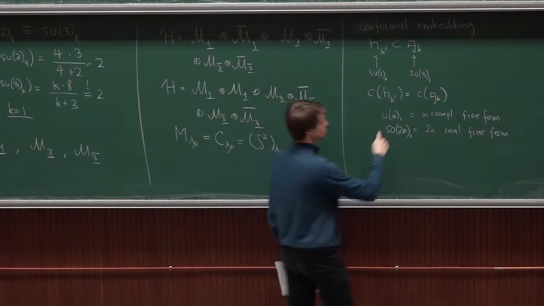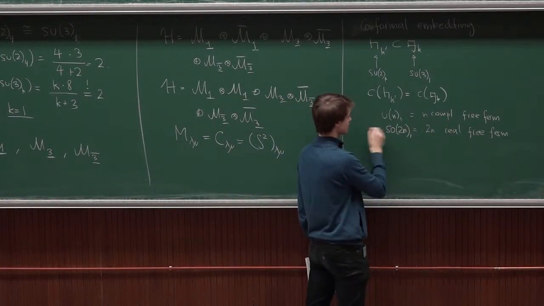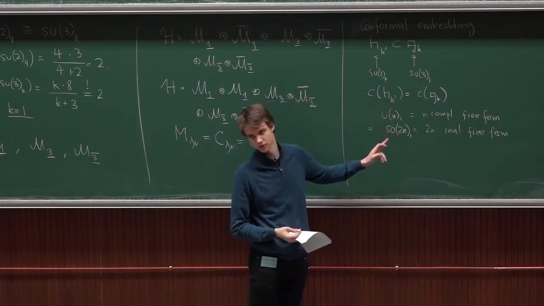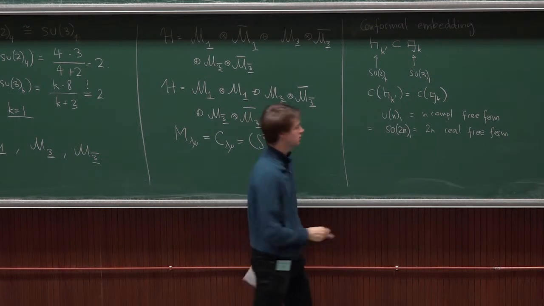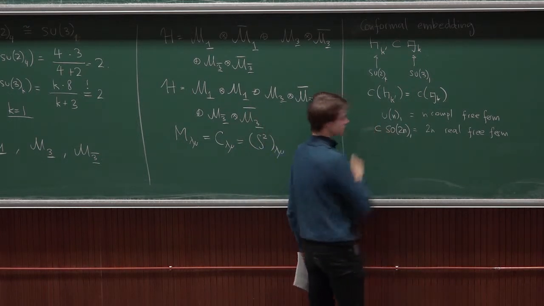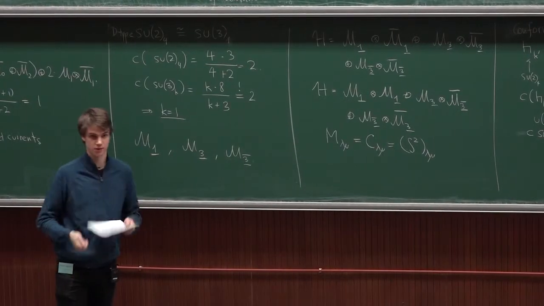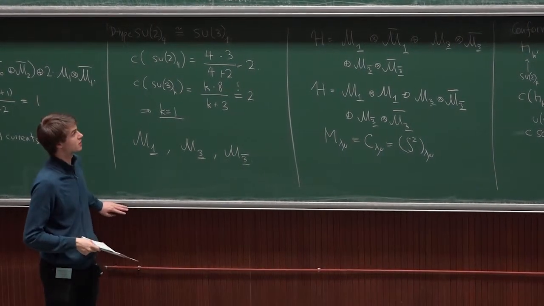Okay, so this tells you that the U(N) level 1 embeds conformally into SO(2N) level 1. So the statement is that there's a conformal embedding there. Good, and in the exercises you will see two other conformal embeddings.